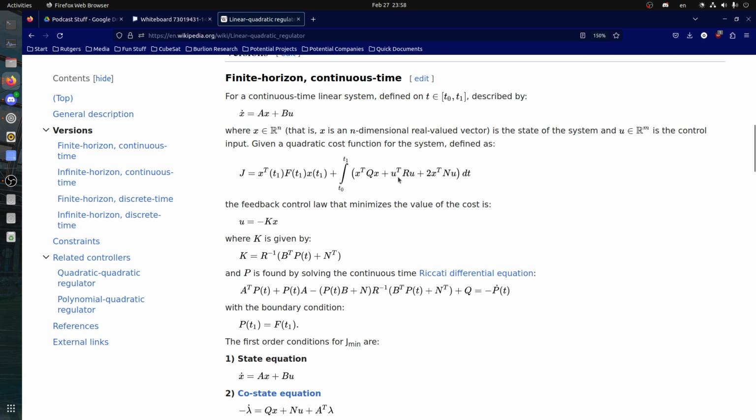Usually this is the matrix that you're trying to minimize, right? This Q, R, and N term. The way this works is this is a cost function, right? You have some function that says, okay, if I take too much time, it costs a certain amount to take time, right? And then it also takes a cost on how much control input you're using, right?